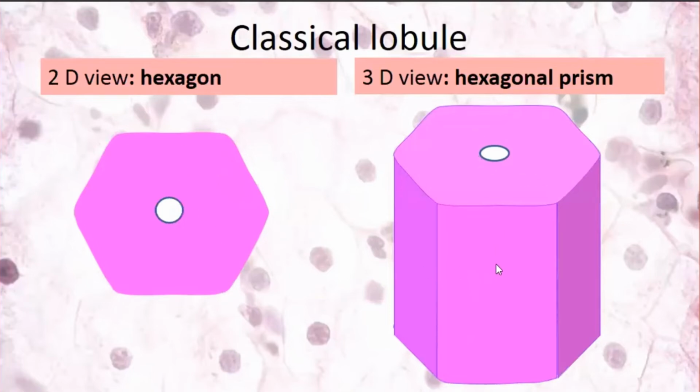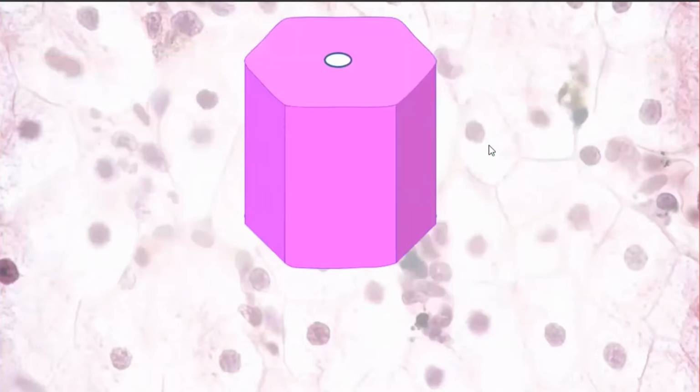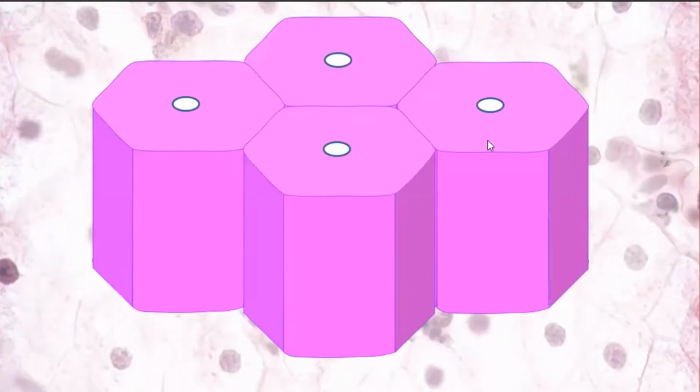And let's look at the shape of classical hepatic lobule. On two-dimensional slides, we can see that lobule has shape of hexagon, and in three-dimensional images, we can see that classical hepatic lobule is hexagonal prism. Here we can see this prism shape of the hepatic lobule. And here we can find central vein. It's located in the center of the classical hepatic lobule. And those lobules are arranged in this pattern. They are attached to each other.